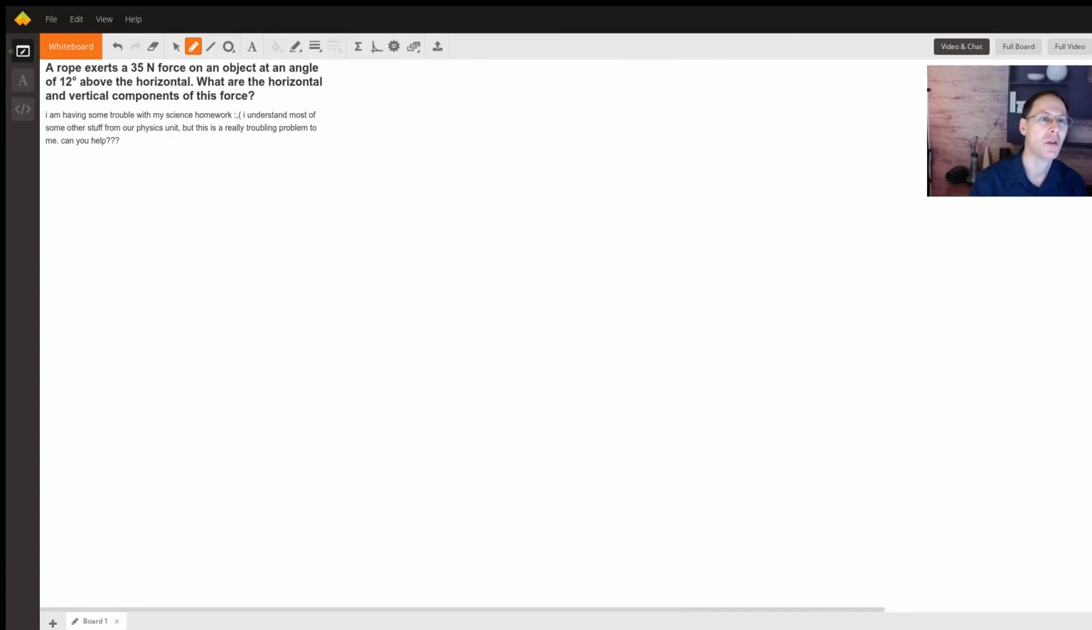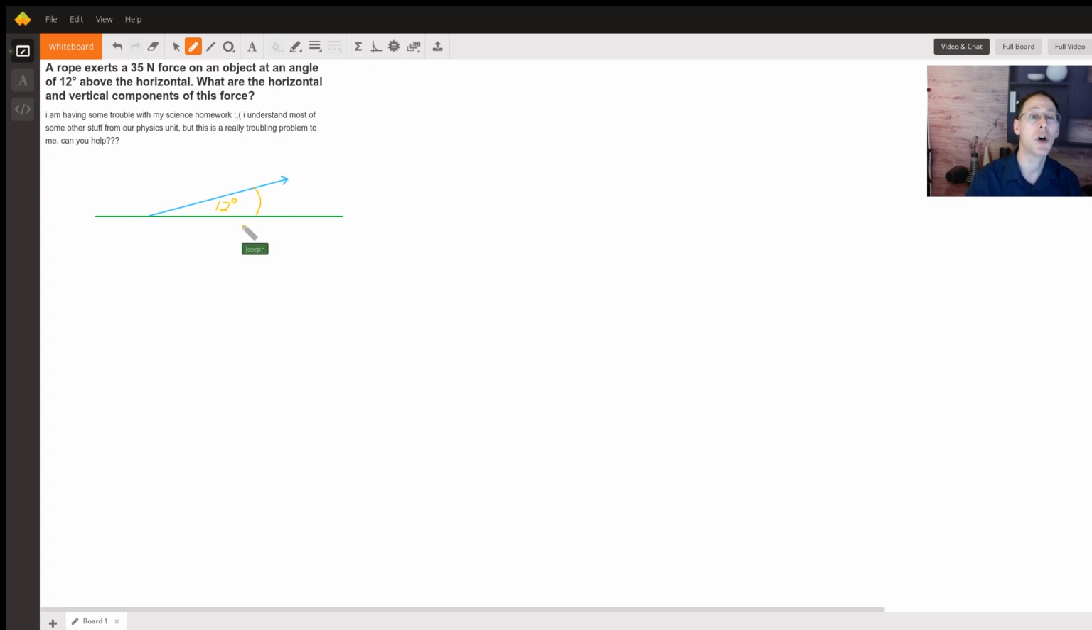Well, a vector force acting at 12 degrees from the horizontal can be represented with an arrow that looks something like this. I'm going to exaggerate the angle a little because 12 degrees is very small and I want you to be able to see it. So the angle is 12 degrees.